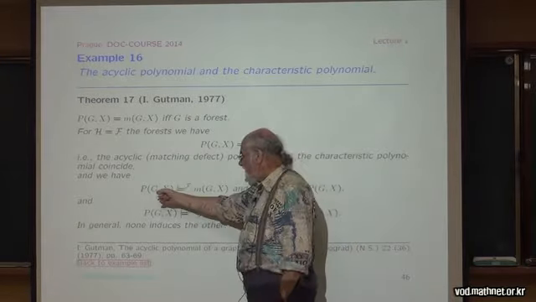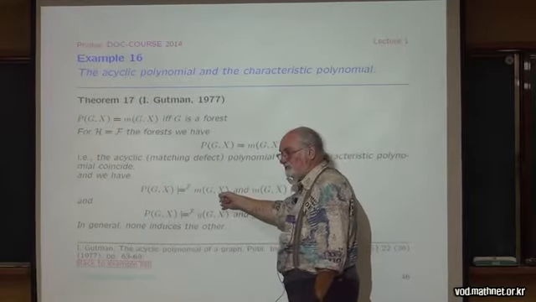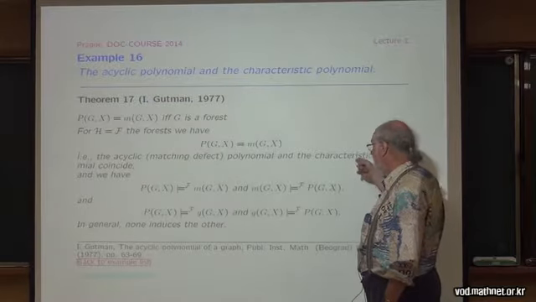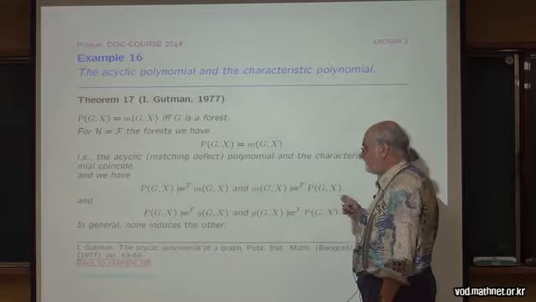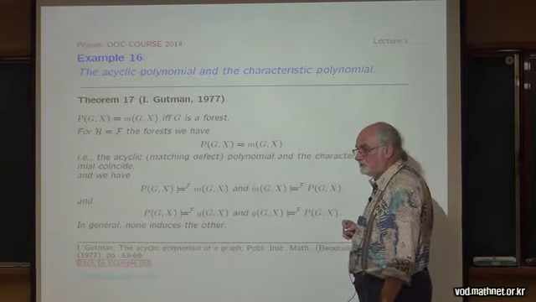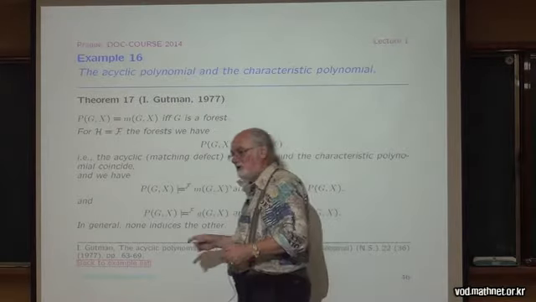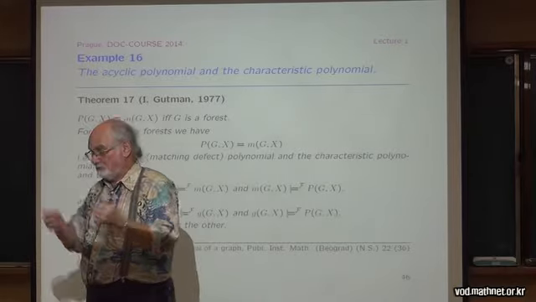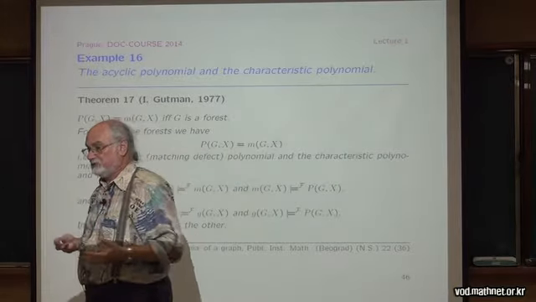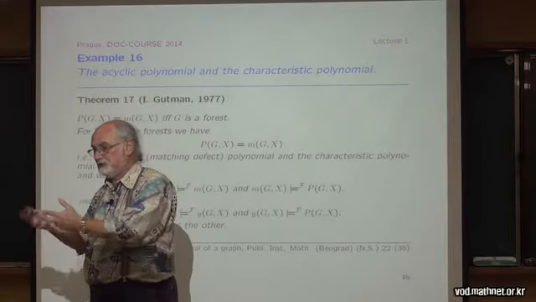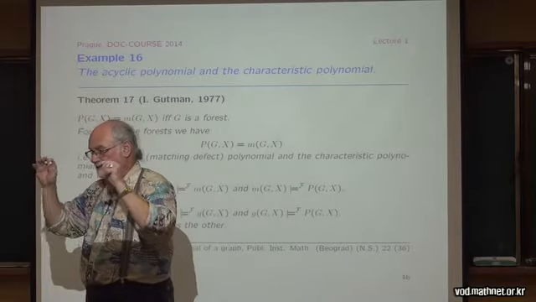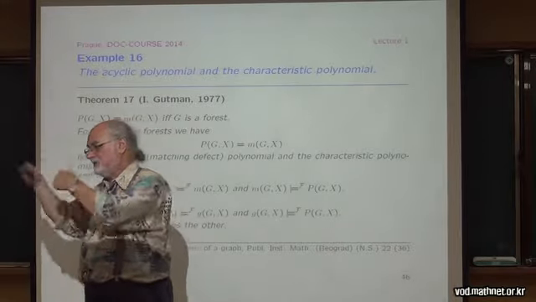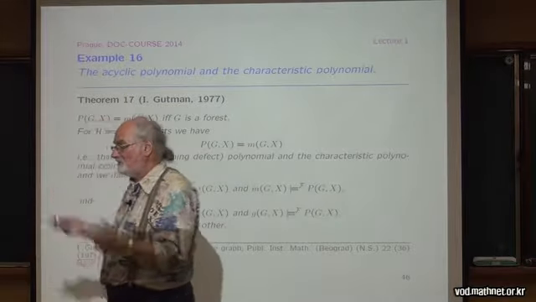Namely, it says that the characteristic polynomial determines the matching polynomial, and the matching polynomial determines the characteristic polynomial on trees, on forests, and in general not. So this is why I had this H before. If my world is only forests, then if two forests have the same characteristic polynomial, they have the same matching polynomial. If two graphs give the same value for the characteristic polynomial, then the matching polynomial gives the same value on those two graphs, and vice versa.